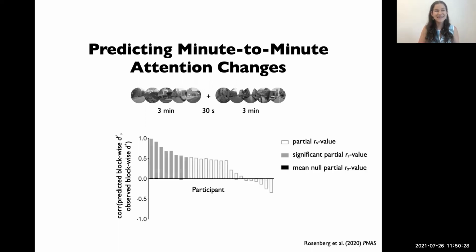So what did we find? In these data, we indeed found that on average, the model captured block-to-block changes in attention task performance. This effect was significant at the group level. And model predictions also significantly predicted block-to-block performance changes in individuals whose bars are shaded in gray. So this is some evidence that these high and low attention networks are changing in their strength with changes in session-to-session sustained attention task performance and minute-to-minute sustained attention task performance.